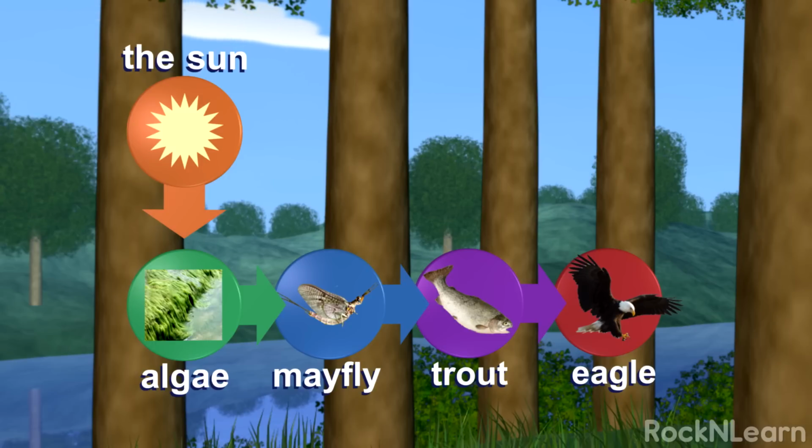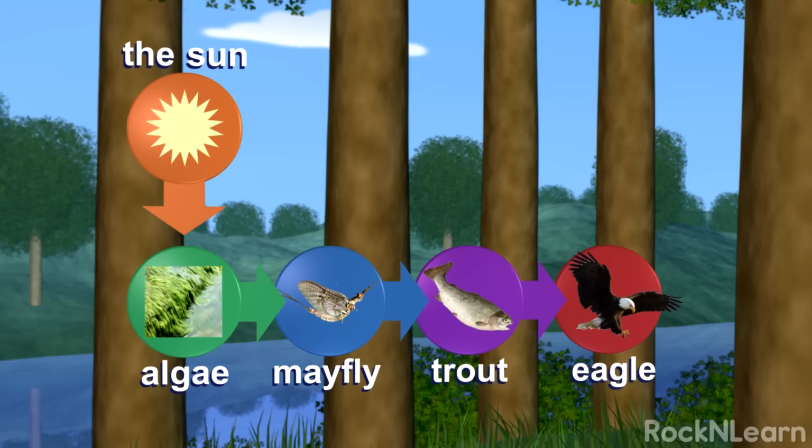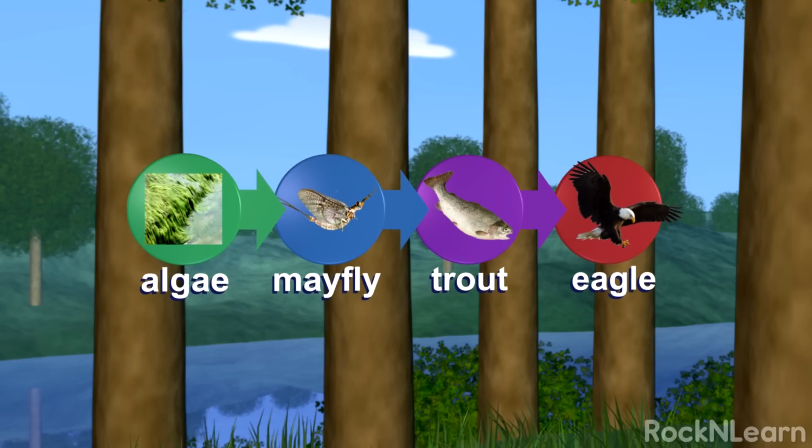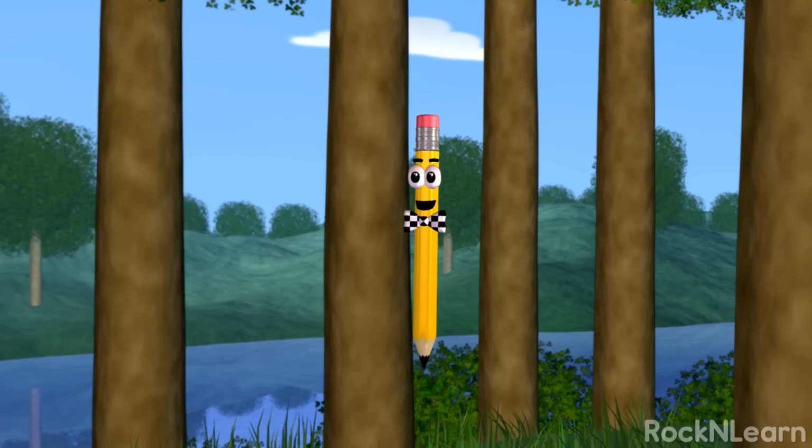It provides energy for the plants to produce their own food. So plants are considered the producers in most food chains. That means the algae is the producer in this food chain. Magnifico! I like the way you apply what you're learning.